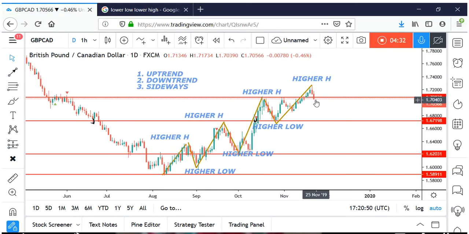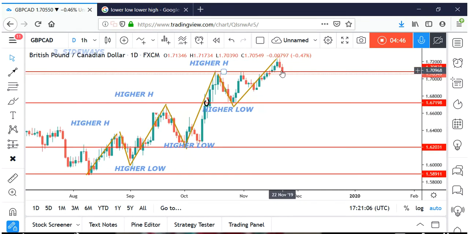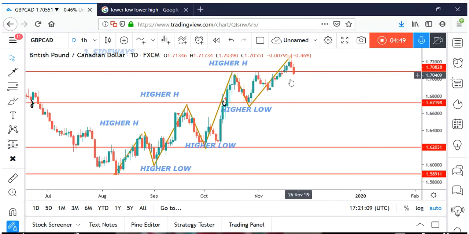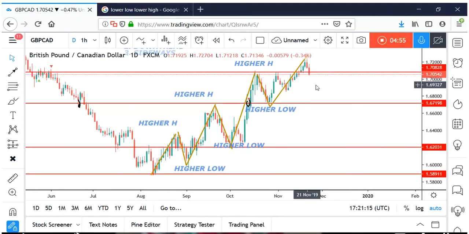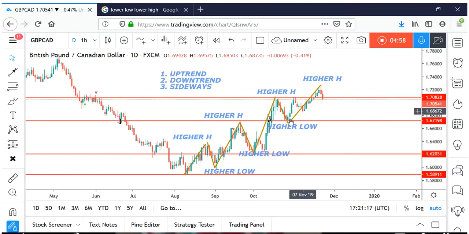If the candle is going to close below this resistance red line, or if it's going to close above. If it closes above, then it's a good signal that the uptrend is intact and still going back up. But if it closes below the resistance line, then we need to wait for a signal to take a sell trade. But for now, we are in an uptrend.